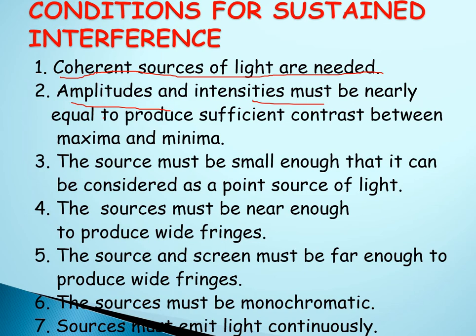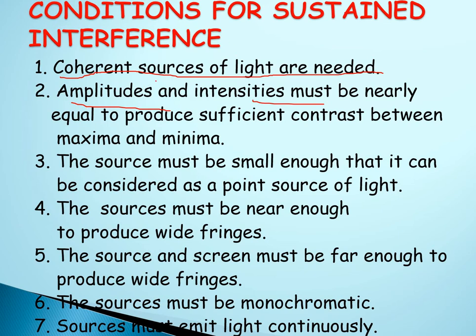Suppose the bright fringes are somewhat bright and dark fringes are not fully dark. The contrast will be very less, so we will not be able to make out on the screen which is bright and which is dark. So if one is perfectly bright, the other one is perfectly dark, black, we will be able to find out. The contrast will be maximum. Then you don't have to break your head for all this.